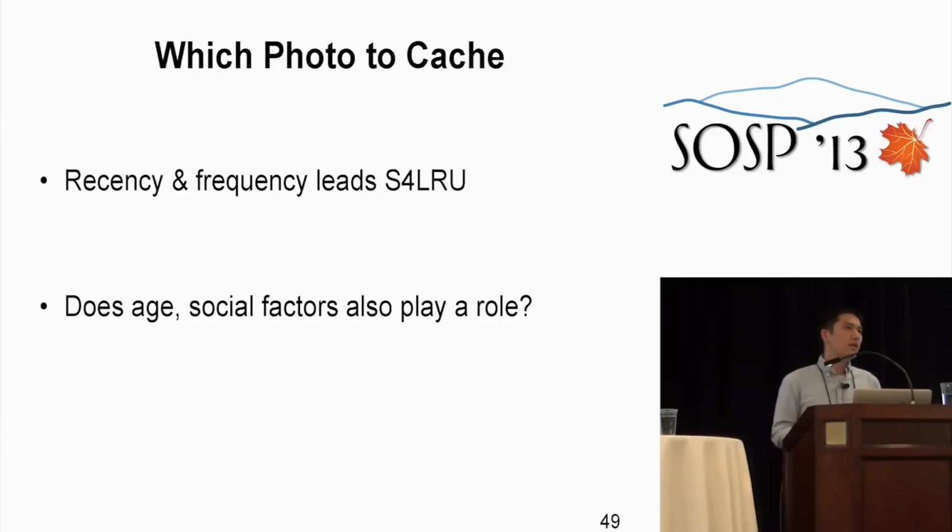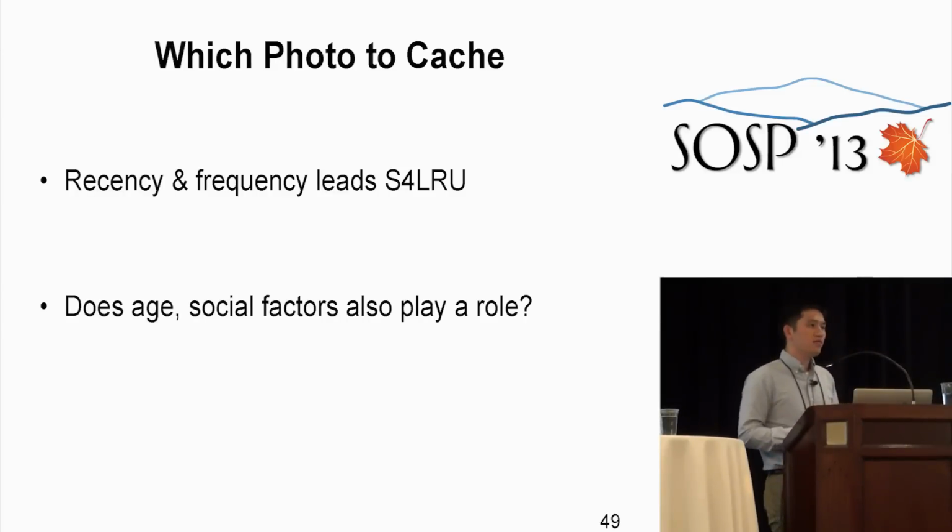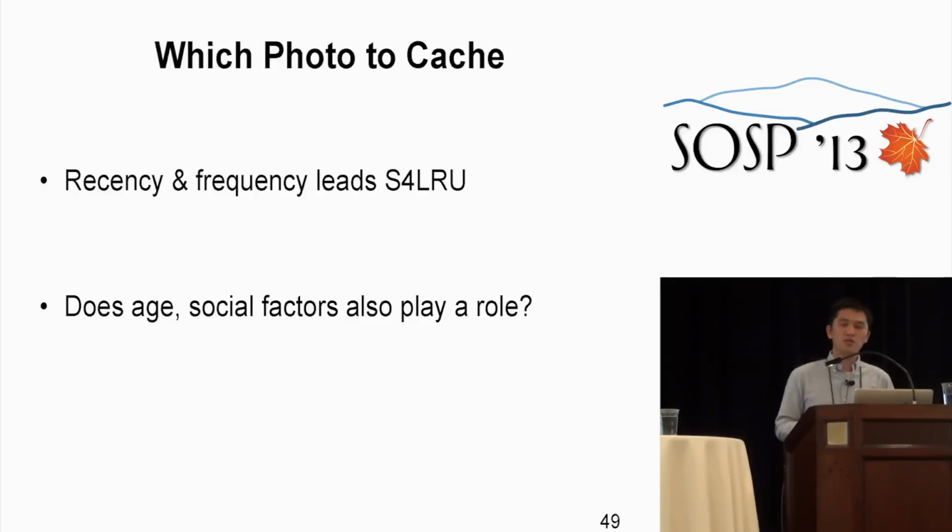The more fundamental question is, which photo, when we see it in a workload, should we cache? We propose S4LRU because it understands two signals, recency and frequency. Are there any more signals? We also looked into the metadata of the photo, like the age of the photo and the social connectivity of the photo. We found very interesting results.